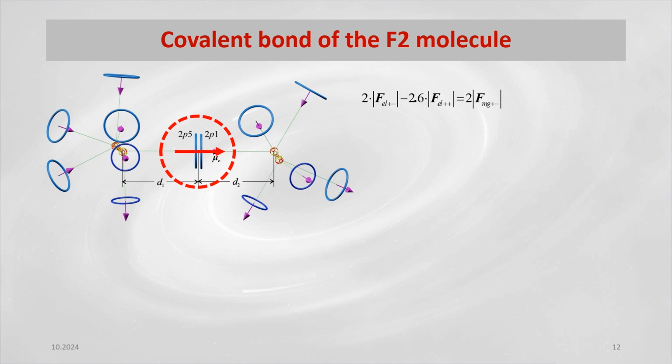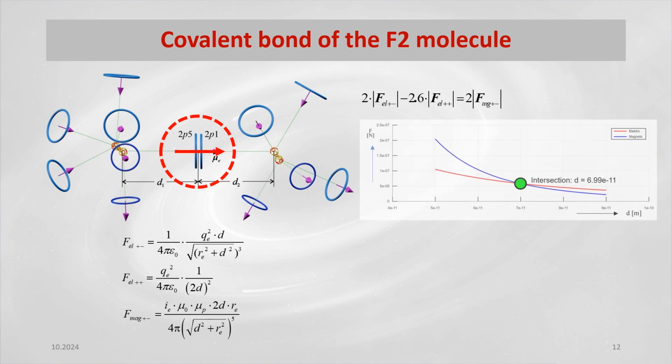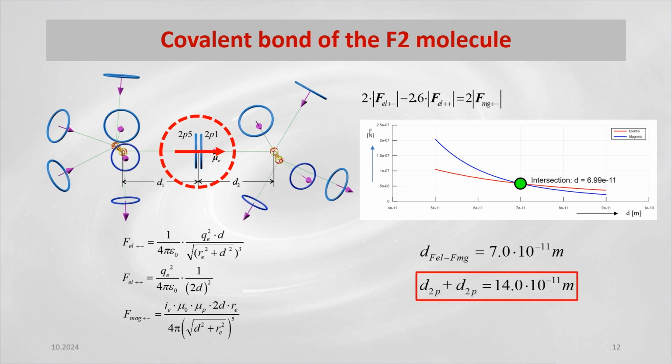The coefficient of 2.6 relation for the electrostatic repulsive force between the nuclei of fluorine atoms also takes into account the repulsive electrostatic force of the other electrons of the individual atoms. From the equations for the electric and magnetic force in the axis of the proton and electron rings, we will calculate the levitation distance. After adding the two proton-electron distances, we get the length of the bond. The length of the bond between atoms in the fluorine molecule corresponds to the experimentally determined length of the single bond of the fluorine molecule.